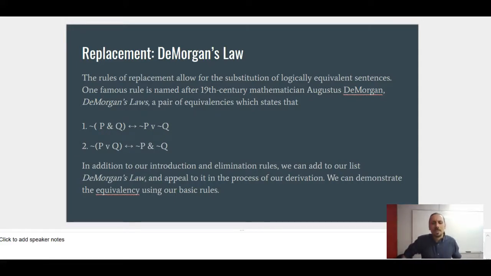Boy, that rule would have really been useful in our last derivation. Too bad we didn't have it, but we don't need it. This is just going to make our lives easier. So, in addition to all the introduction and elimination rules that we already have, we can add to our list De Morgan's law, and we can appeal to it in the process of our derivation. Importantly, we can demonstrate this equivalency using the basic introduction and elimination rules that we already have. So if I wanted to prove that neither P nor Q entails not P and not Q, I can do that. It'd be a long and fairly tedious derivation to do using only the intro and elimination rules, but you could do it.